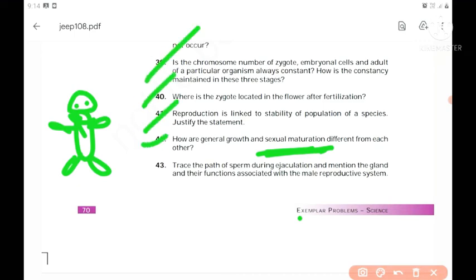Next, 43. Trace the path of sperm during ejaculation and mention the glands and their functions associated with the male reproductive system.